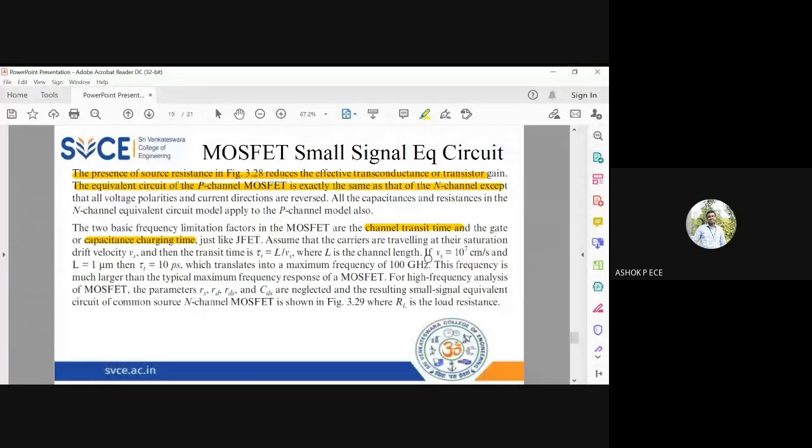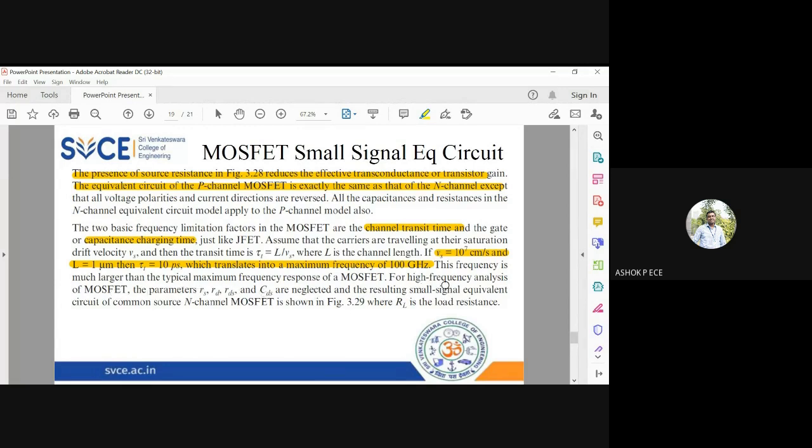When you consider the saturation velocity to be 10 power 7 centimeters per second and the length to be 1 micrometer, you get the channel transit time as 10 picoseconds, which corresponds to a frequency of 100 gigahertz. So the maximum frequency at which your device can operate is 100 gigahertz. If you operate beyond that frequency, then the performance of the device is not guaranteed. Please understand that. This frequency is much larger than the frequency response of the MOSFET.